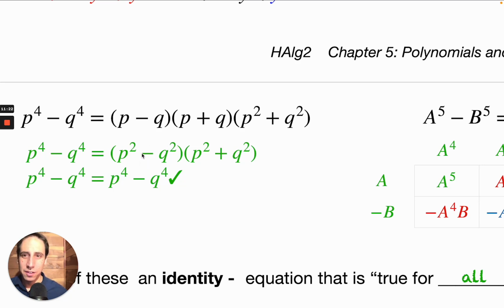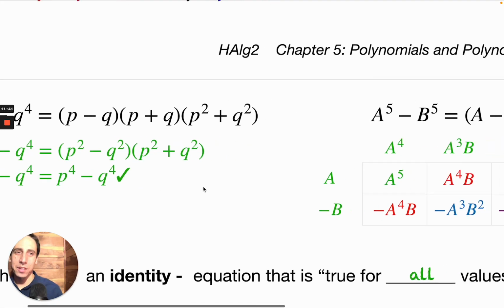Oh, and then look at this. The same thing is going to happen again. We've got the same thing. We've got a minus b times a plus b. So the middle terms are going to cancel out and turn into a difference of squares again. P to the fourth minus q to the fourth does in fact equal p to the fourth minus q to the fourth. So the left side equals the right side. Check, we're done. We've proven it.